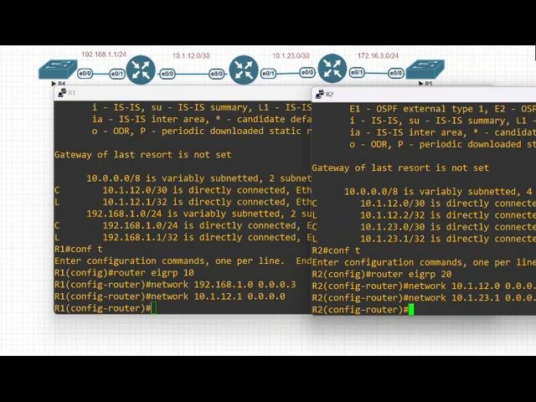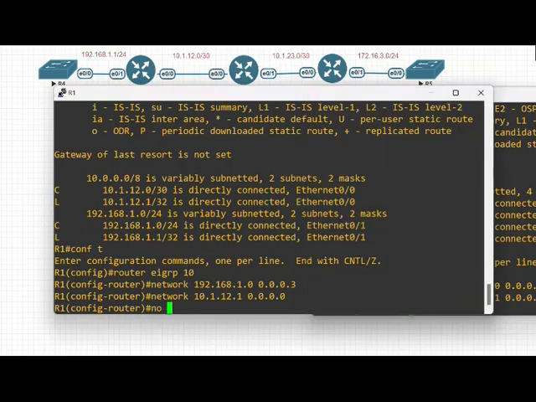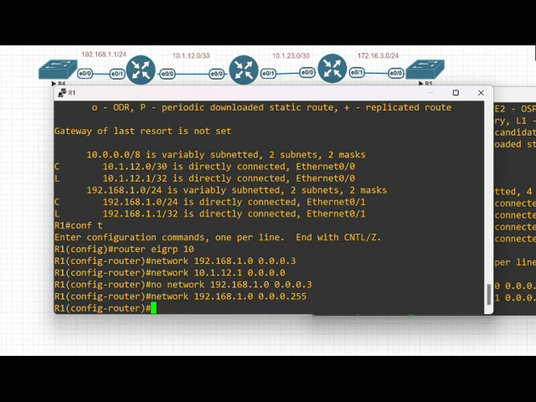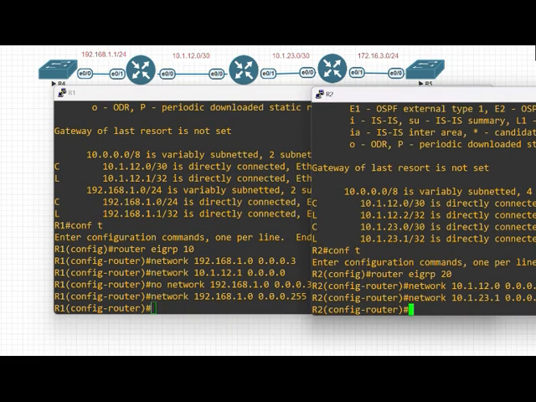Okay, let me check. All right, I have made a mistake here. It's network 192.168.1.0, and it's not 0.0.0.3, it's 0.0.0.255. Okay, so by right, it should form a neighbor relationship, but it's not forming. So I would assume that this is because the AS number is different.